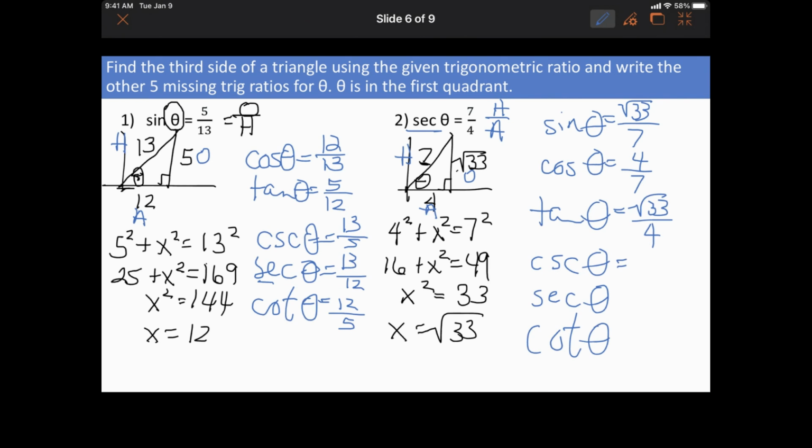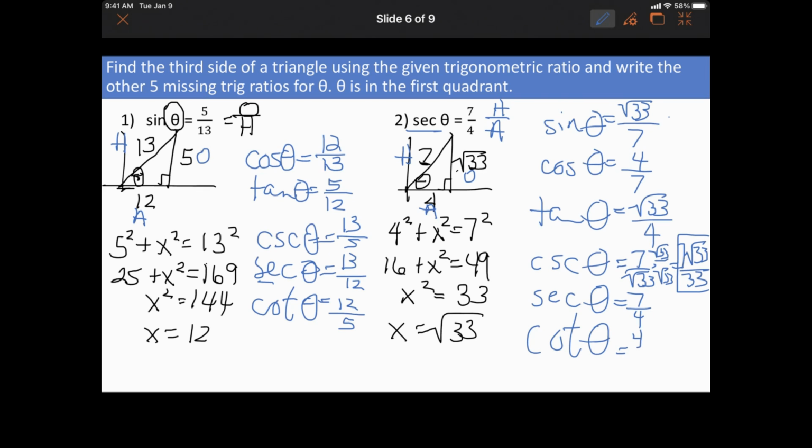Okay, cosecant. Now we're flipping here. 7 over root 33. Now, when we do that, can I have a square root in the bottom? No. Do you remember I have to multiply the square root of 33 over the square root of 33? Yes, I wrote it very tiny. So it turns into 7 root 33 over 33. So you can see why we did Pythagorean theorem earlier and practiced that. All these skills are going to come into play.